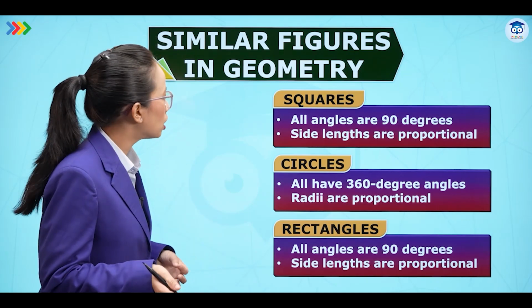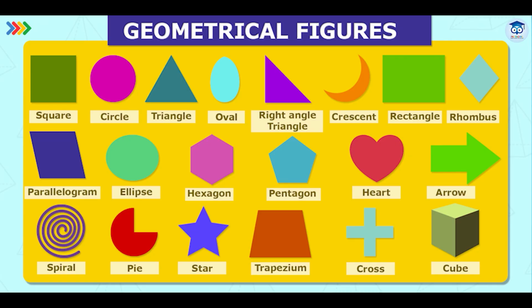Next we have geometrical figures. We have all seen these geometrical figures, like circle and rectangle. These are very common, like ellipse, oval, and then the right triangle, parallelogram, crescent, circle, squares. All these are geometrical figures. More we have heart, arrows, cross, cubes, all this.